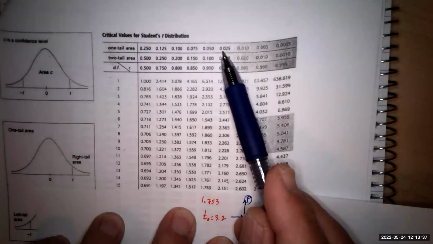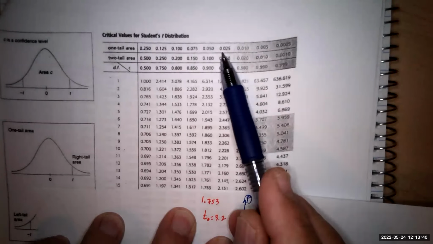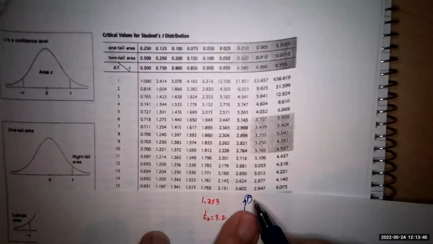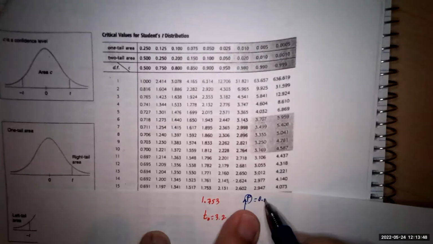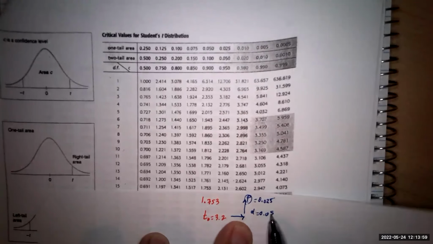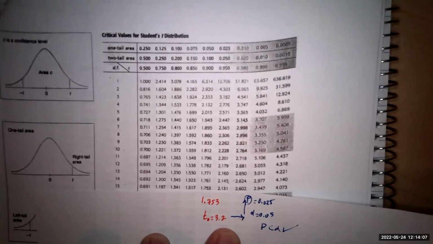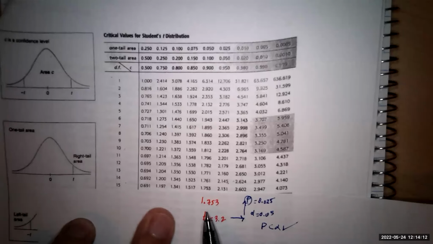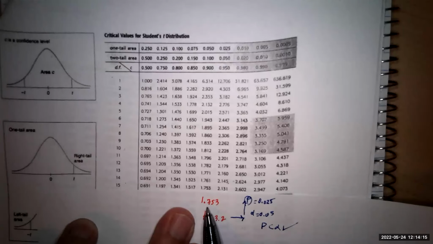Read the first number, or any number, it doesn't matter. If you read the first number, it's going to be 0.025. Your alpha was 5%, 0.05. If you compare them together, you find out that the P is less than alpha. We don't need the actual number. We just want to estimate it. So we identify the DF of 15, you get this number, and you'll be able to compare.